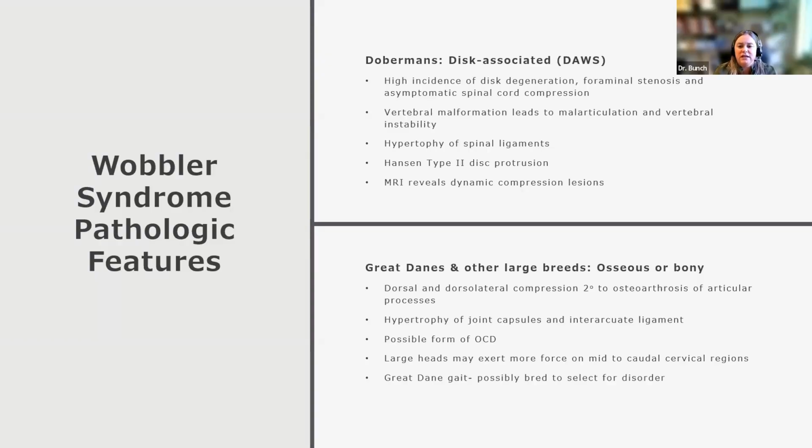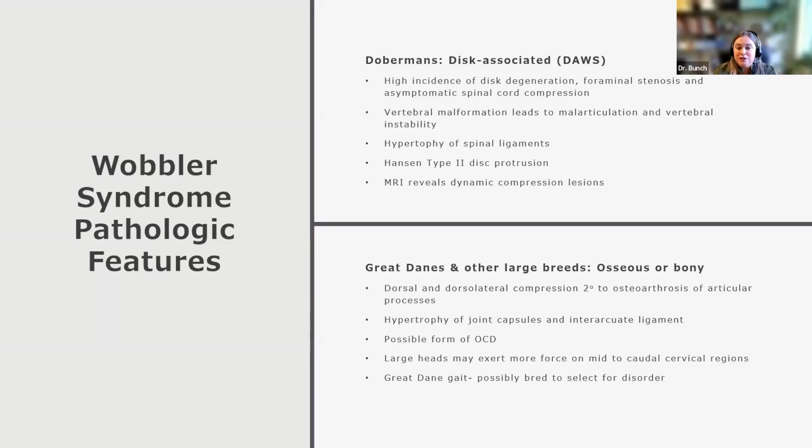compression or lesion, versus in the Great Danes and other large breeds, it's more of an osseous or bony form. And so some have actually considered this a form of OCD, so osteochondrosis dissecans. It may be the form of that. So you get dorsal and dorsolateral compression secondary to this arthritis of those articular processes, hypertrophy of the joint capsule and the interarcuate ligament. And then large heads too may exert more force on the mid to caudal cervical regions, which is maybe what partially predisposes these breeds to that.